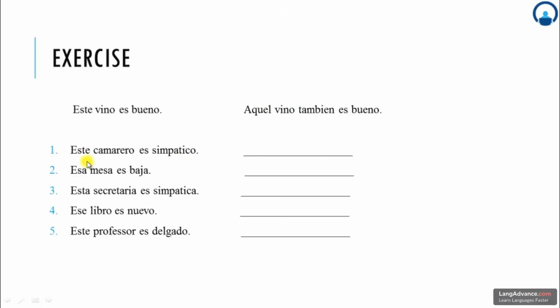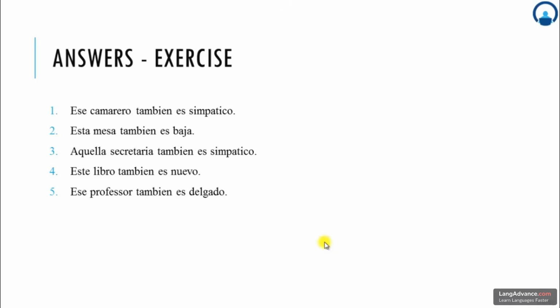So, change this to that and that to this and write down these answers. After you write down these answers, check the answers for yourself, and I hope you are good to go.